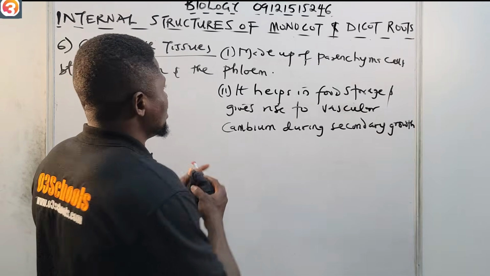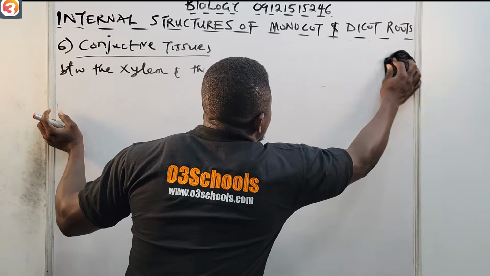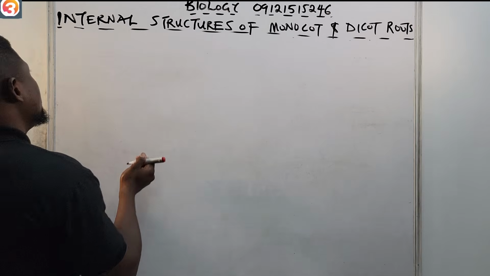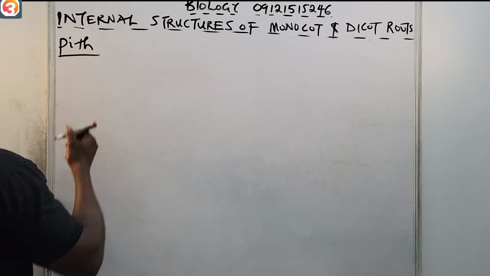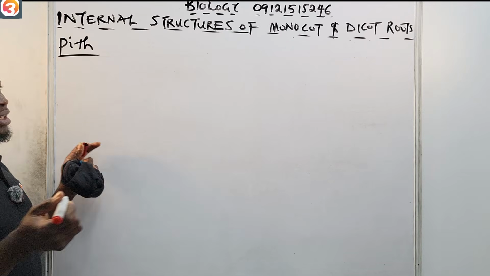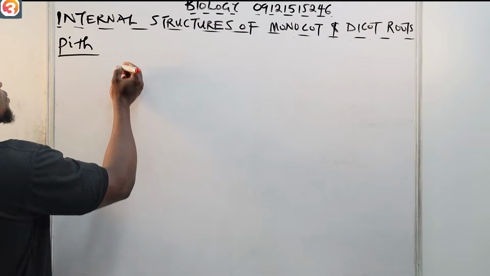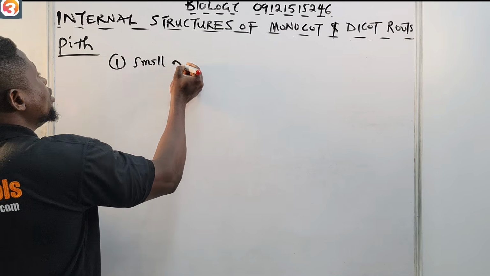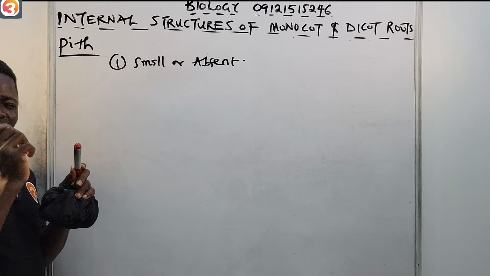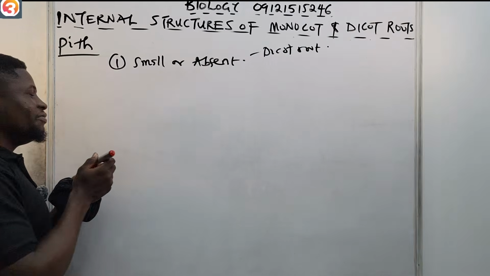Then let us now look at the pith, which is the last part we are looking at for the dicot root. The pith of a dicot root. Take note, this one is an exam question. The pith of a dicot root is usually small or even absent. It is usually very small or absent.